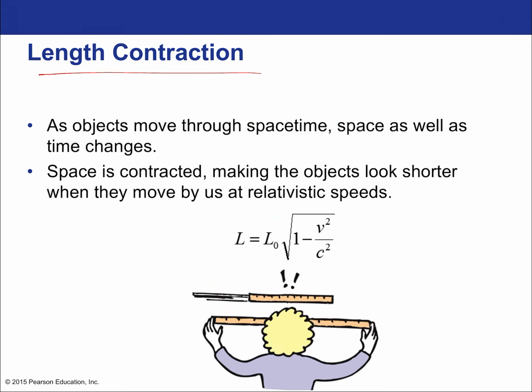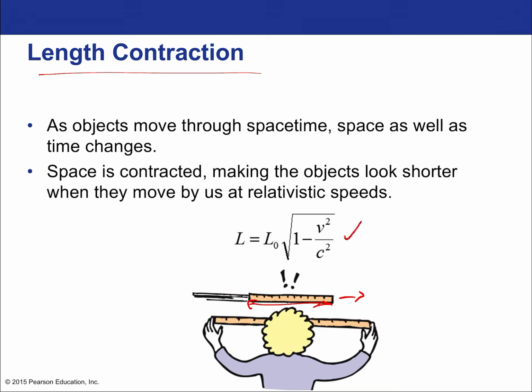So it turns out fast-moving objects have contracted length, okay? So as objects move through space, as well as time changing, space changes too, because it's just two sides of the same coin. So space is contracted, making the objects look shorter when they move by us at relativistic speeds, okay? So a really fast meter stick moving by this person would appear to be shorter. Maybe it's only 30 centimeters long instead of a meter long. It is quite literally contracted, okay?